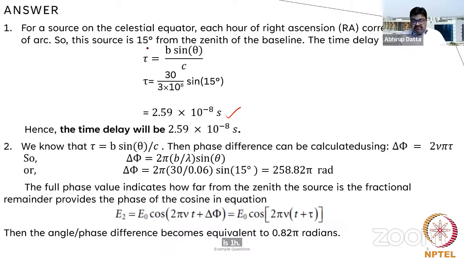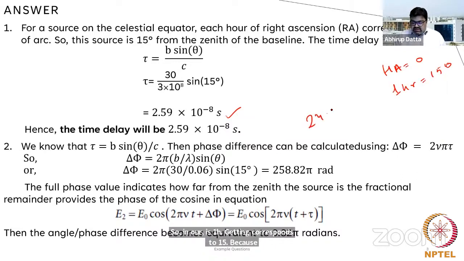So our hour angle is equal to 0 when the source transits from the zenith. When our hour angle is 1 hour, it corresponds to 15 degrees. Why? Because 24 hours covers 360 degrees, so if you do that, you'll find 1 hour equals 15 degrees. Okay, so you can compute the corresponding time delay.